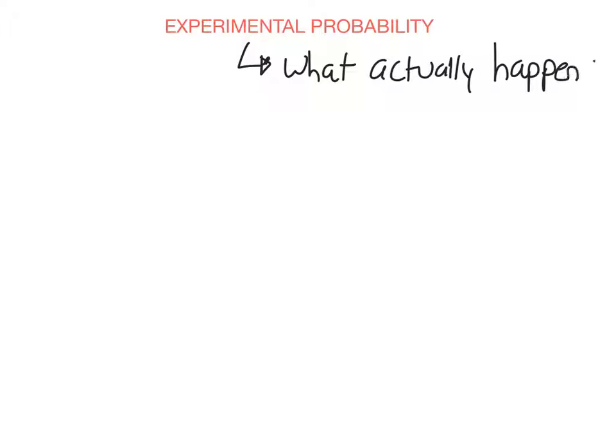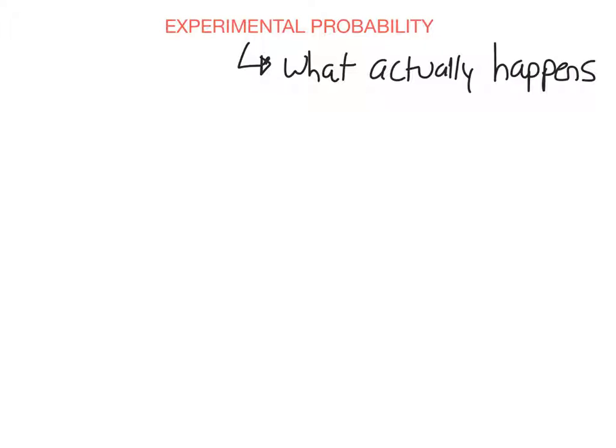So I said before that theoretical probability is what should happen. Experimental probability is based on what actually happens. So in a previous example there, we were talking about the expected number of heads. So I found out that if I toss a coin 400 times, I would expect 200 heads. But of course, that might not actually happen. If I toss a coin 400 times, I probably won't get exactly 200 heads. I might get close, but I won't get exact.